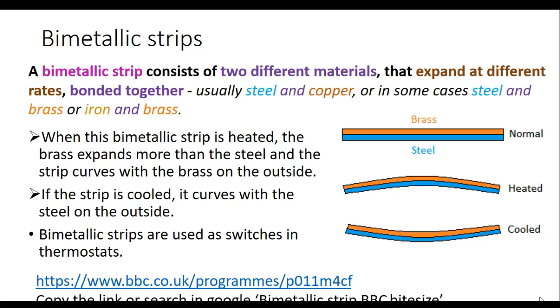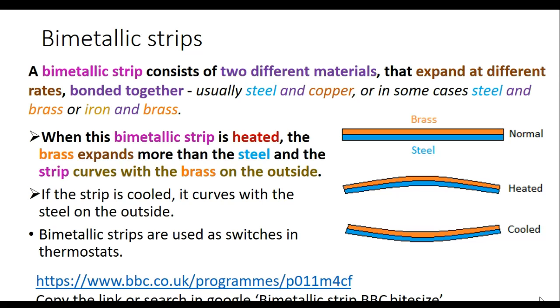Now, the most common materials used for this are steel and copper, but in some cases it can be made out of steel and brass, as in the picture and the examples that I'm going to talk about, or it could be iron and brass. In the video at the bottom of the page, the bimetallic strip that she is looking at is made out of iron and brass.